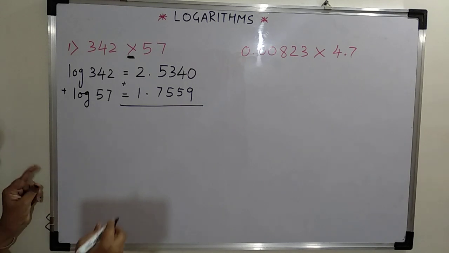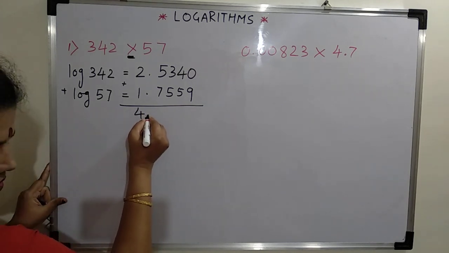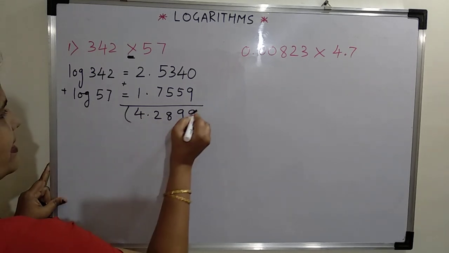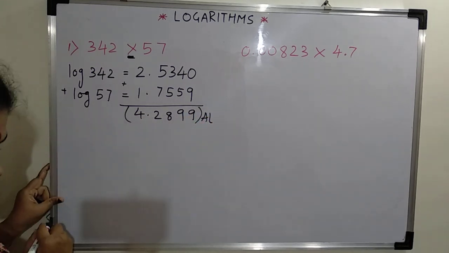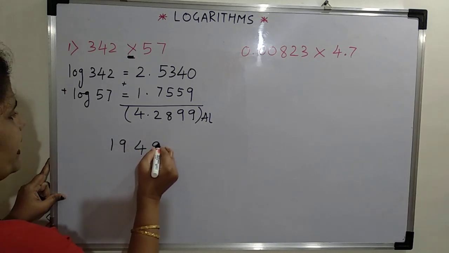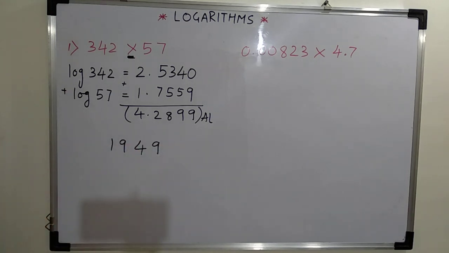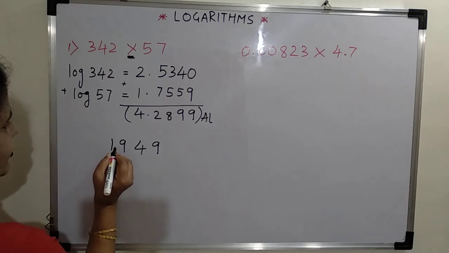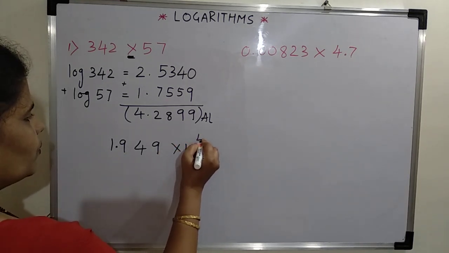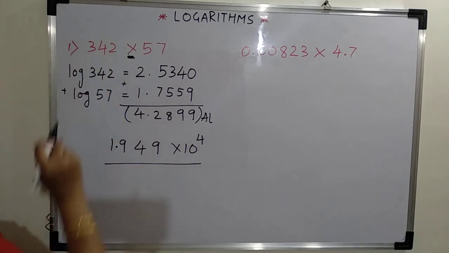So by adding this, I will get 4.2899. Now if I see the antilog for this, antilog is 1949. Now how will I put the decimal, students? From this side, I will put the decimal leaving one digit into 10 raised to 4. So this is the answer for this calculation.